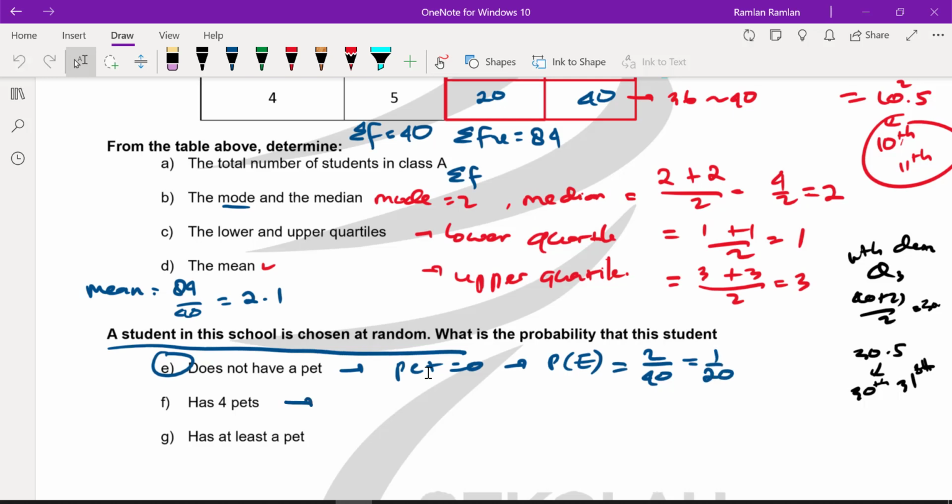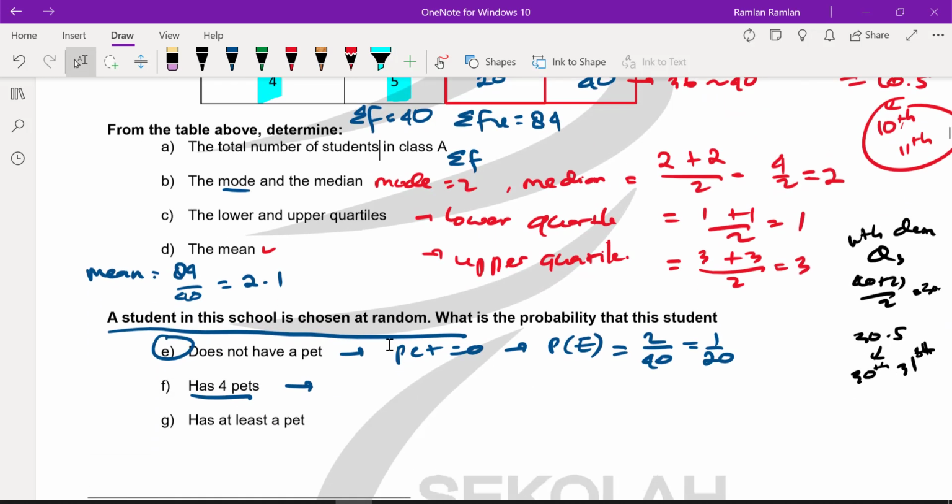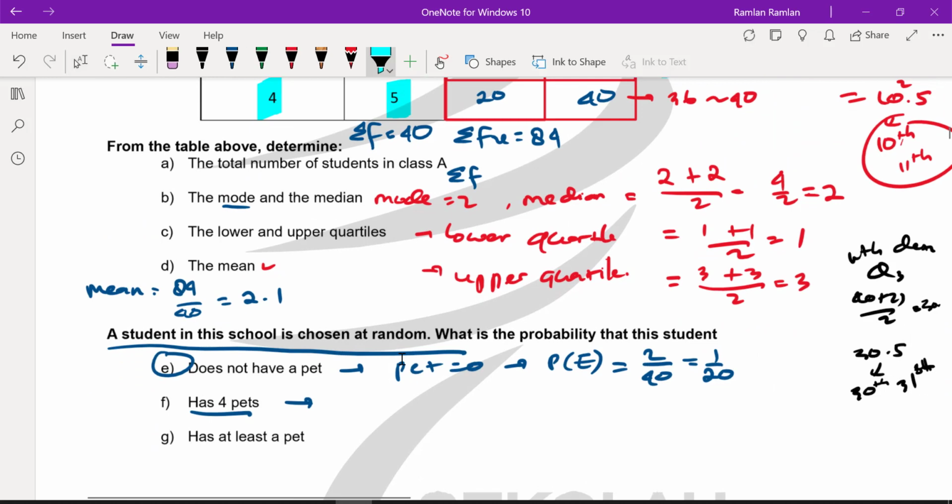Okay, the same thing with this one, has 4 pets, meaning that you only need to look at the one that has 4 pets, which is over here, right? The number of students who have 4 pets is 5. So the probability that you will have a student who has 4 pets is going to be P(F), for example, and that will be just 5 out of 40.